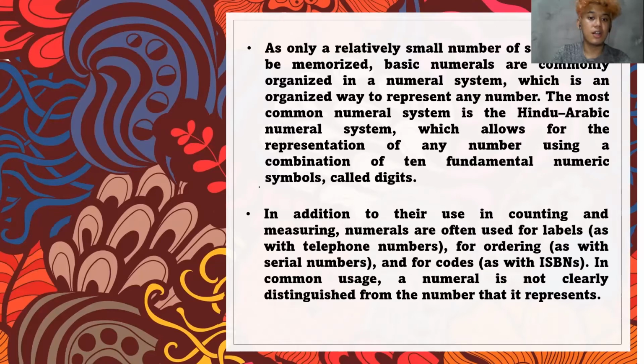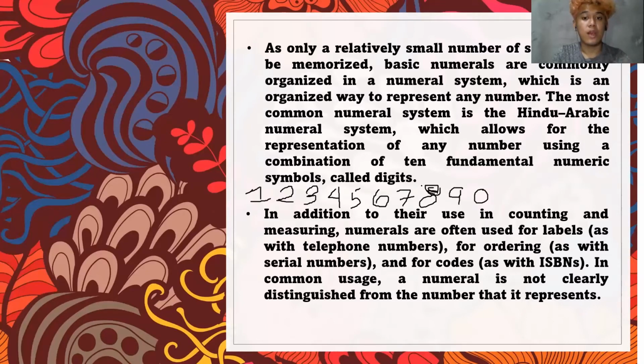These digits are the digit 1, 2, 3, 4, 5, 6, 7, 8, 9, and digit 0. When we combine some of these numbers, we can create a bigger amount of numbers.